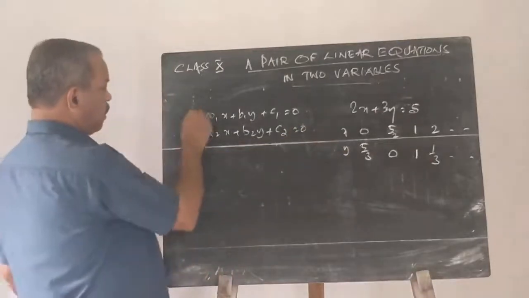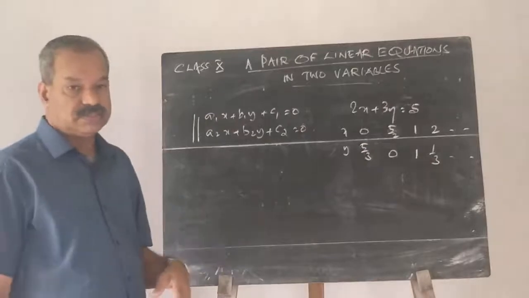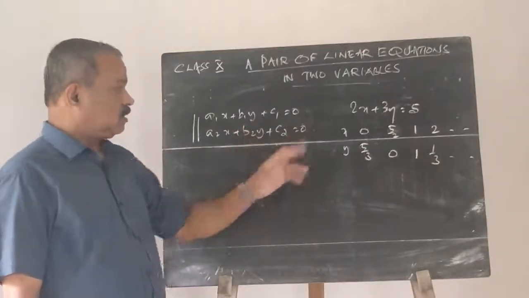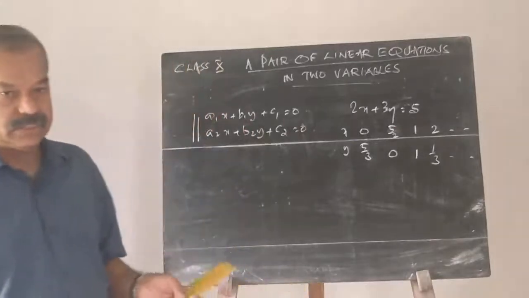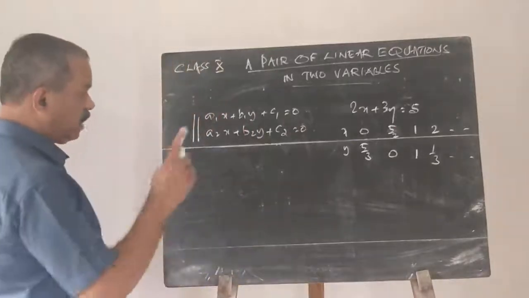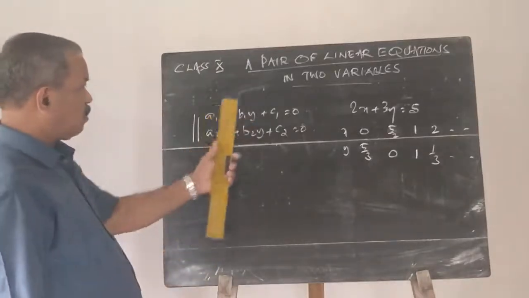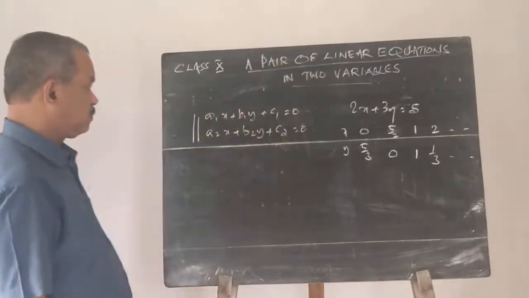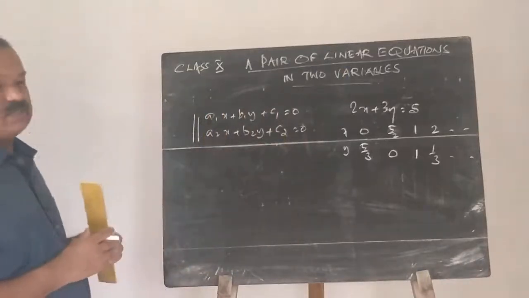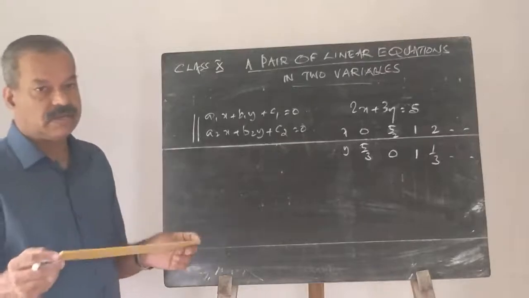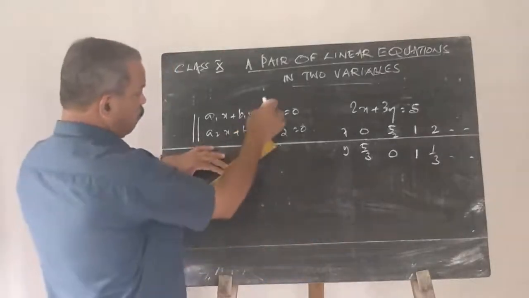But when we consider a pair of linear equations in two variables, let us see how many solutions there are for such equations. As we have already seen, a pair of linear equations in two variables has graphical solutions. One, the graph of these two equations.